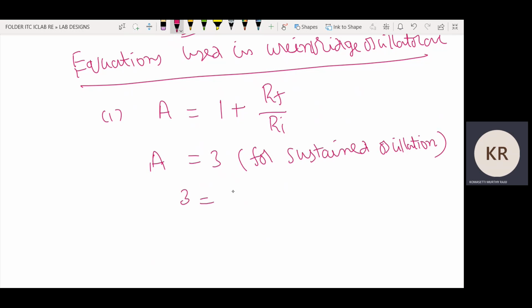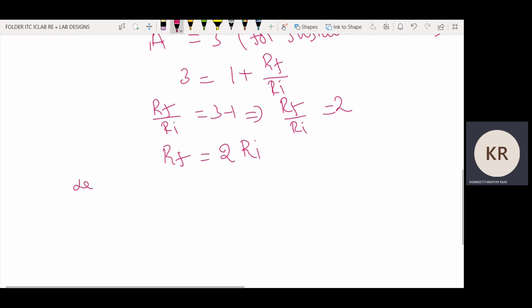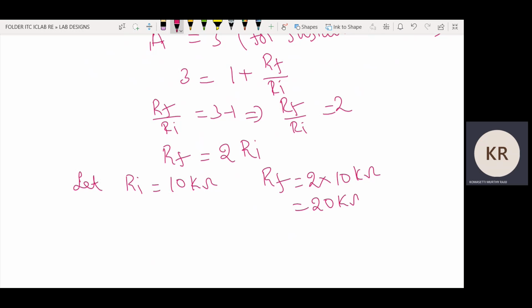Substitute gain 3 in this expression. 3 is equal to 1 plus RF by RI. RF by RI is equal to 3 minus 1, so RF by RI is equal to 2. The value of RF is equal to 2 times RI. Let RI be 10 kilo ohms. RF is equal to 2 into 10 kilo ohms, that is equal to 20 kilo ohms.